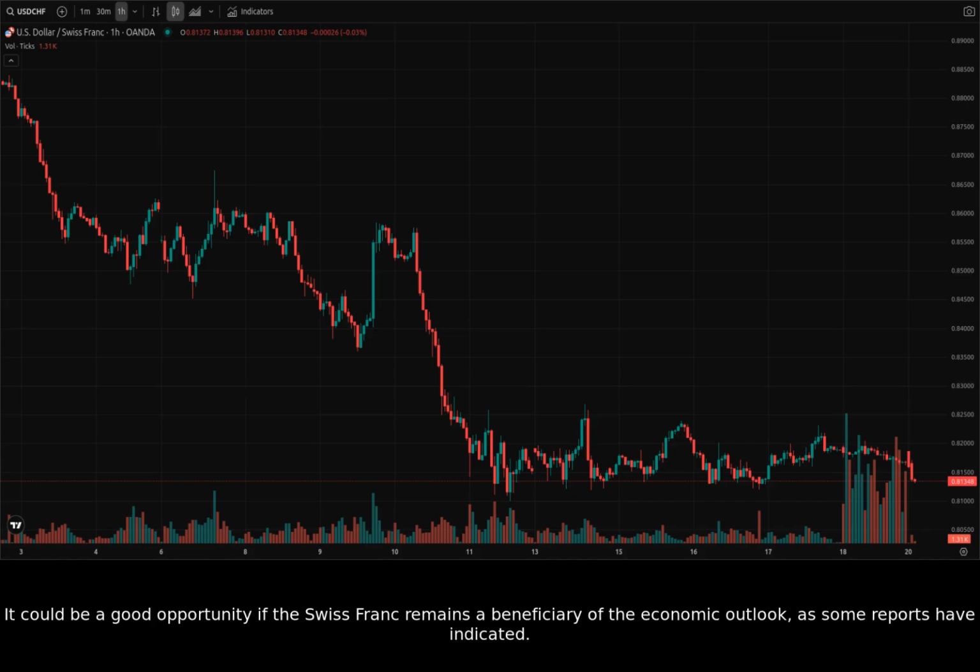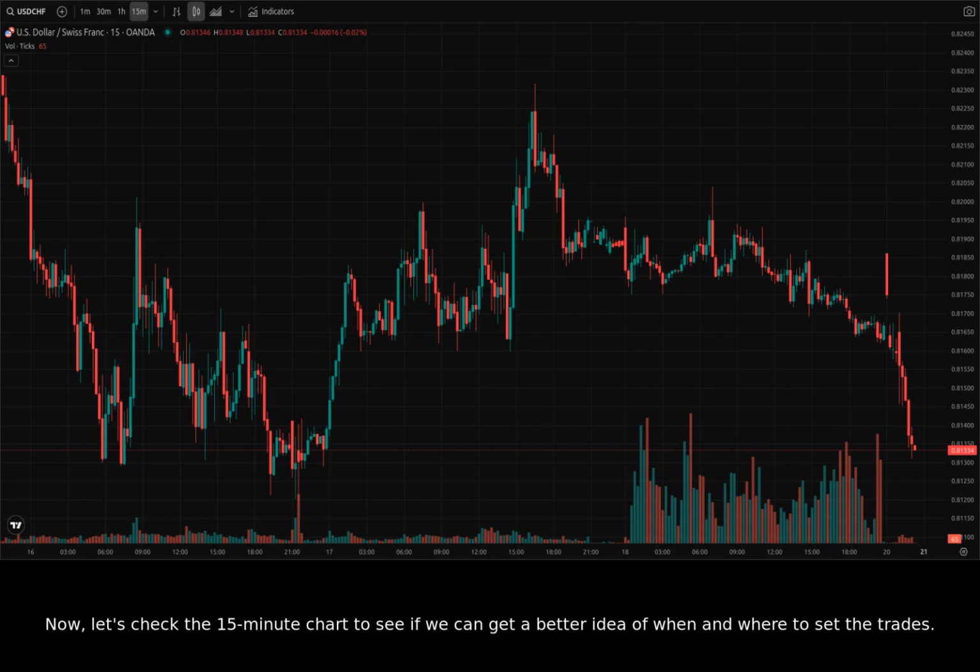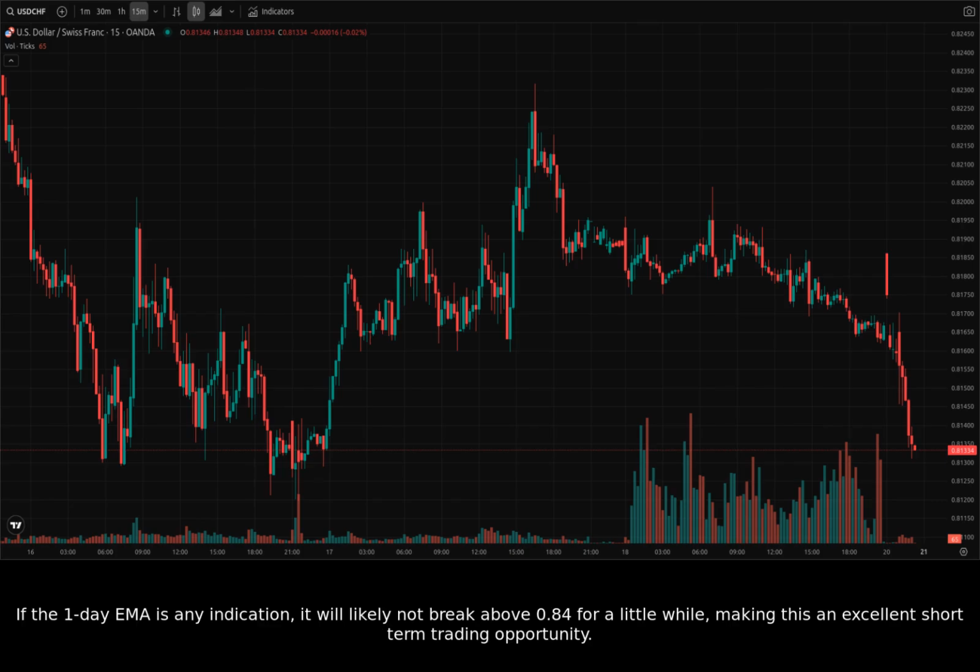It could be a good opportunity if the Swiss franc remains a beneficiary of the economic outlook, as some reports have indicated. Now, let's check the 15-minute chart to see if we can get a better idea of when and where to set the trades. Looking at this time frame, we see the pair is currently at around 0.818, which may be a good opportunity to short. If the one-day EMA is any indication, it will likely not break above 0.84 for a little while, making this an excellent short-term trading opportunity.